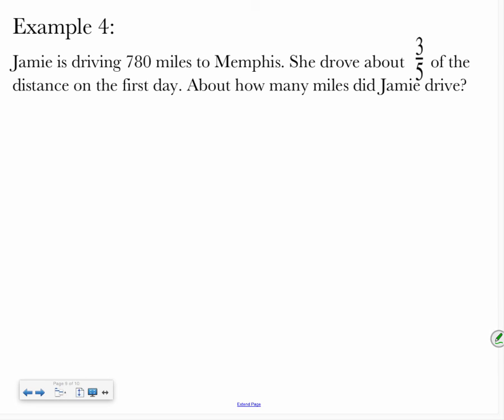Okay, so we have a word problem. That means we have to set up our own equation to solve. Okay, so she's driving 780 miles, and she drove 3/5 of the distance the first day. About how many miles did Jamie drive? Okay, so a total of 780 miles. We know she drove 3/5. So if I take our total distance and multiply it by the fraction that she drove, that should tell me how many miles that is.